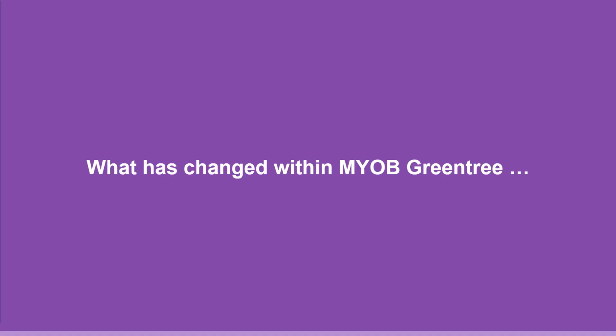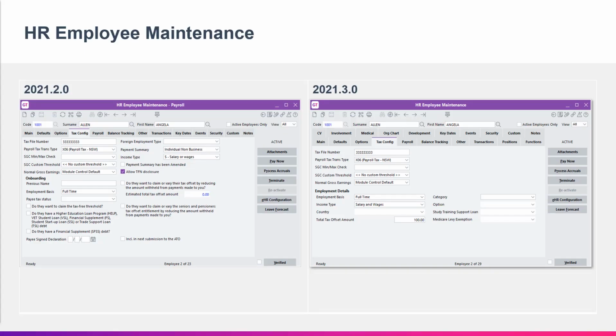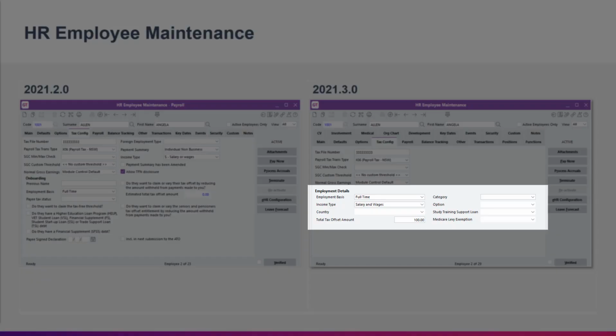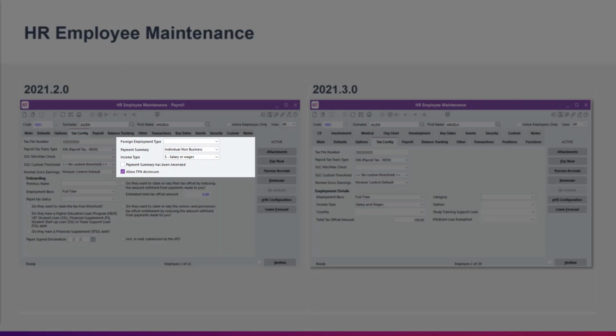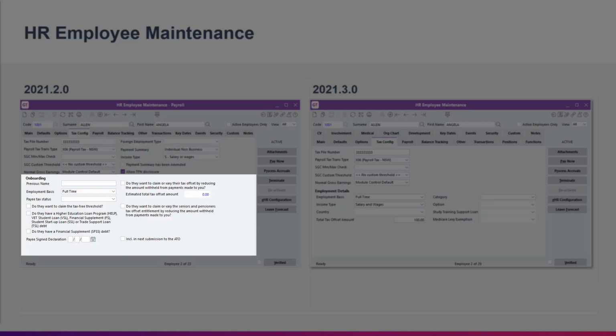So what has changed within MYOB Greentree? In HR Employee Maintenance on the Tax Configuration tab, this has been streamlined with fields in the Employment Details section replaced to gather the information required for STP Phase 2. The fields that have been removed and mapped to new fields are Foreign Employment Type, Payment Summary, Income Type, and checkboxes for Payment Summary has been amended and allow TFN disclosure, as well as the entire onboarding section.